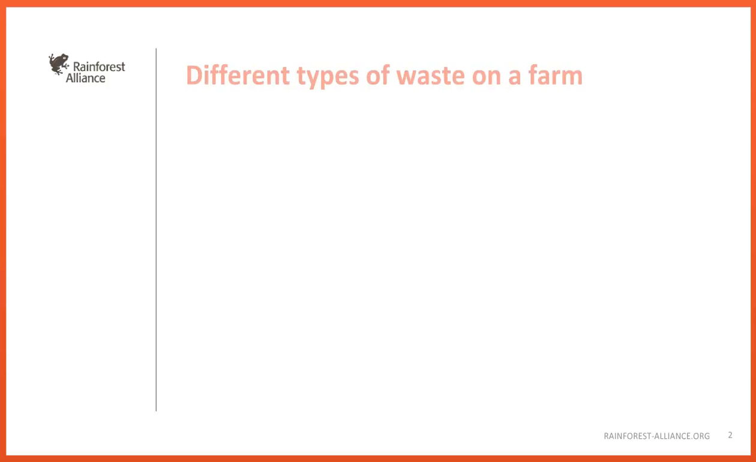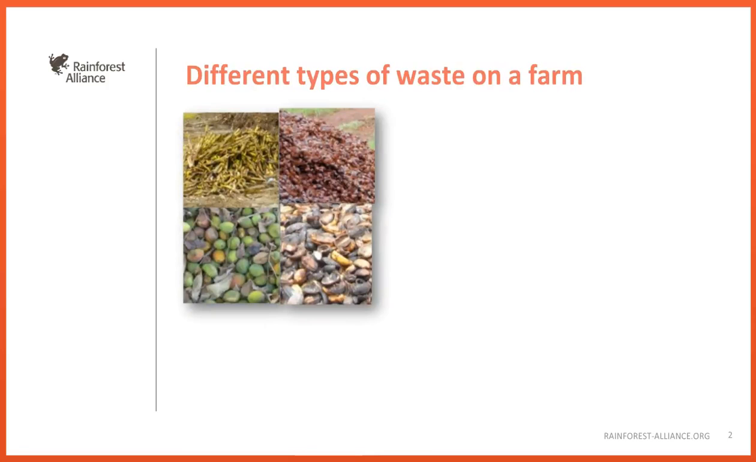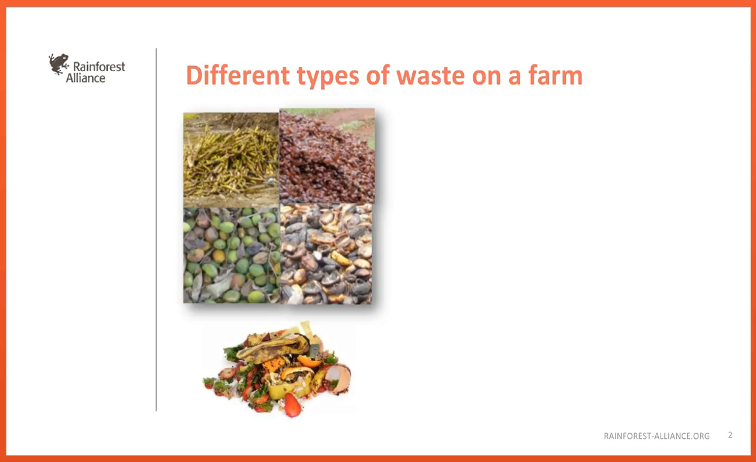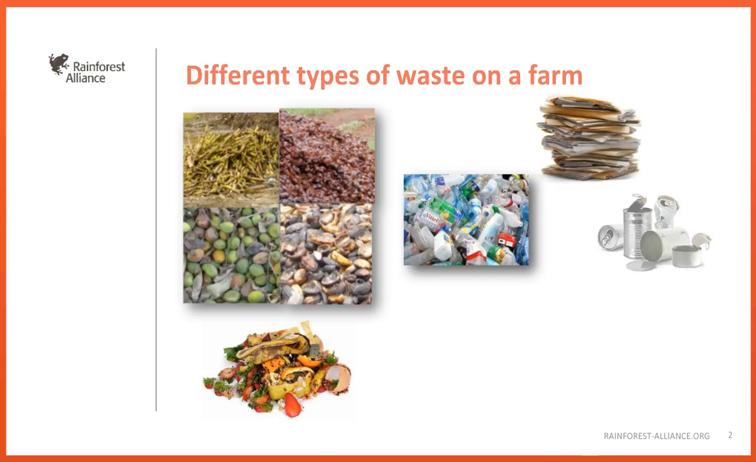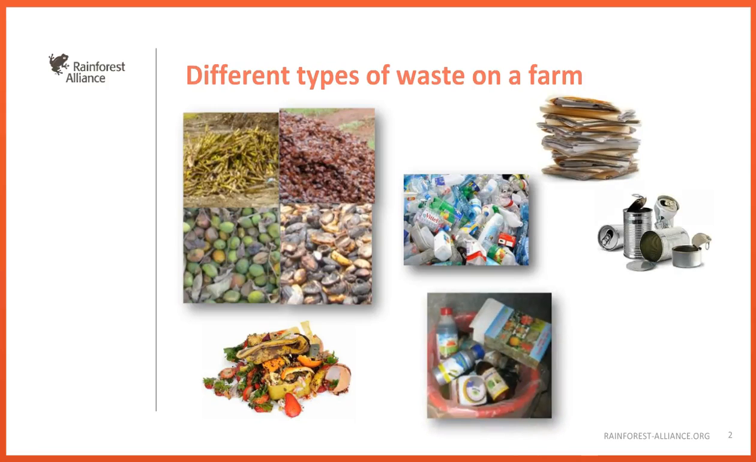What types of waste do you generate on your farm? You probably have crop residue such as stalks, coffee pulp, dropped fruits, and cocoa pods. If you have houses on a farm, there will also be organic waste from the kitchen. There are plastic waste, papers, and metal waste. If you use agrochemicals, you'd have empty chemical containers. If you apply fertilizers, you'd have empty fertilizer bags.